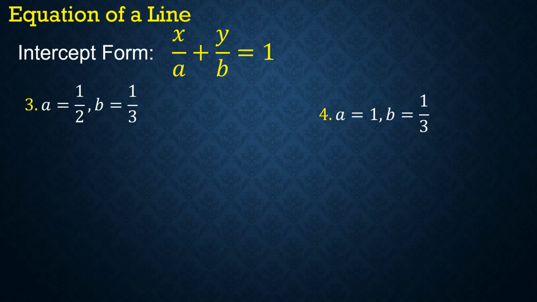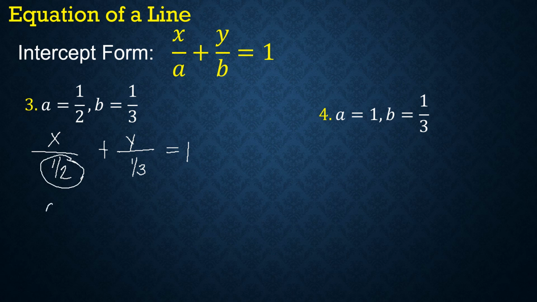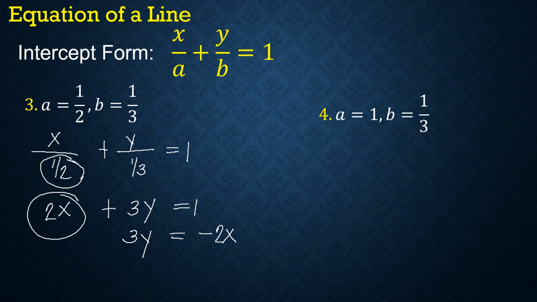So let us have the third example. A is equal to 1/2 and b is equal to 1/3. Substitute that to the given formula. So we have x over 1/2 plus y over 1/3 is equal to 1. Reciprocal lang natin ito. Ang reciprocal ng 1/2 ay 2, so we have 2x. Reciprocal ng 1/3 ay 3, so we have 3y is equal to 1. We end our answer in slope-intercept form, so ilipat natin ang 2x, so magiging -2x, add 1. Divide both sides by 3. So our final answer will now be y is equal to -2 over 3x plus 1/3.